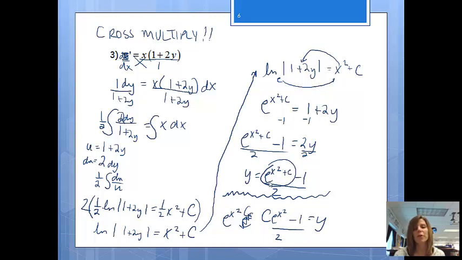So if you have a problem that looks like this, following through the process, we really just end up with a c being bumped out front. So it's just c e to the x squared. So if you see something like that, we can always do that.